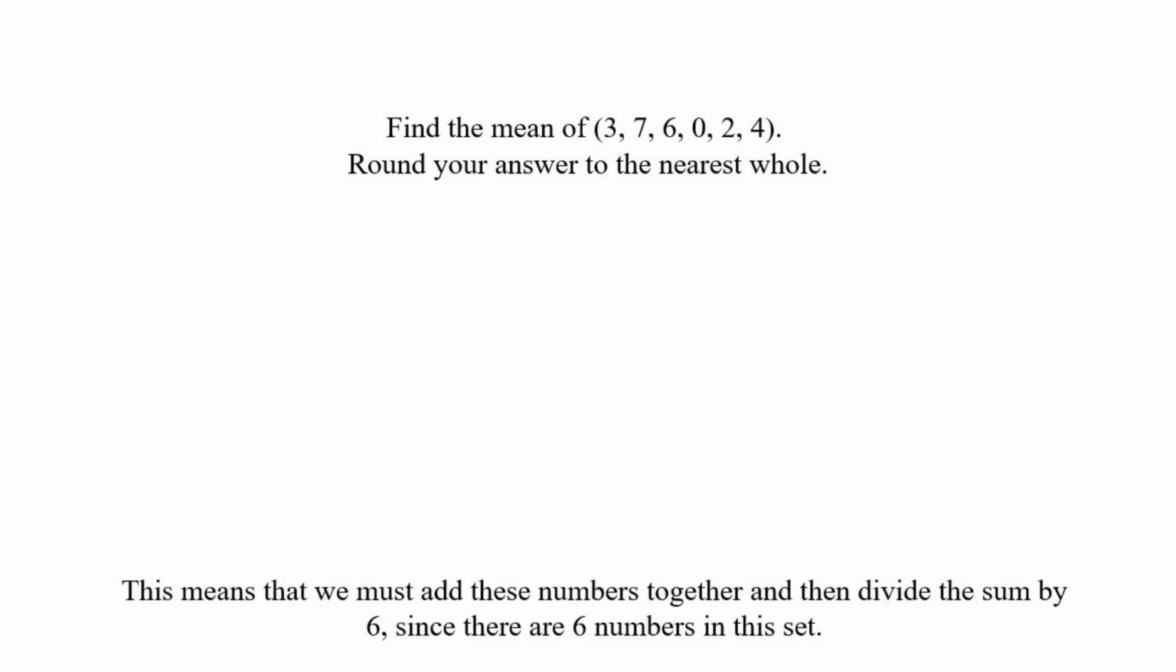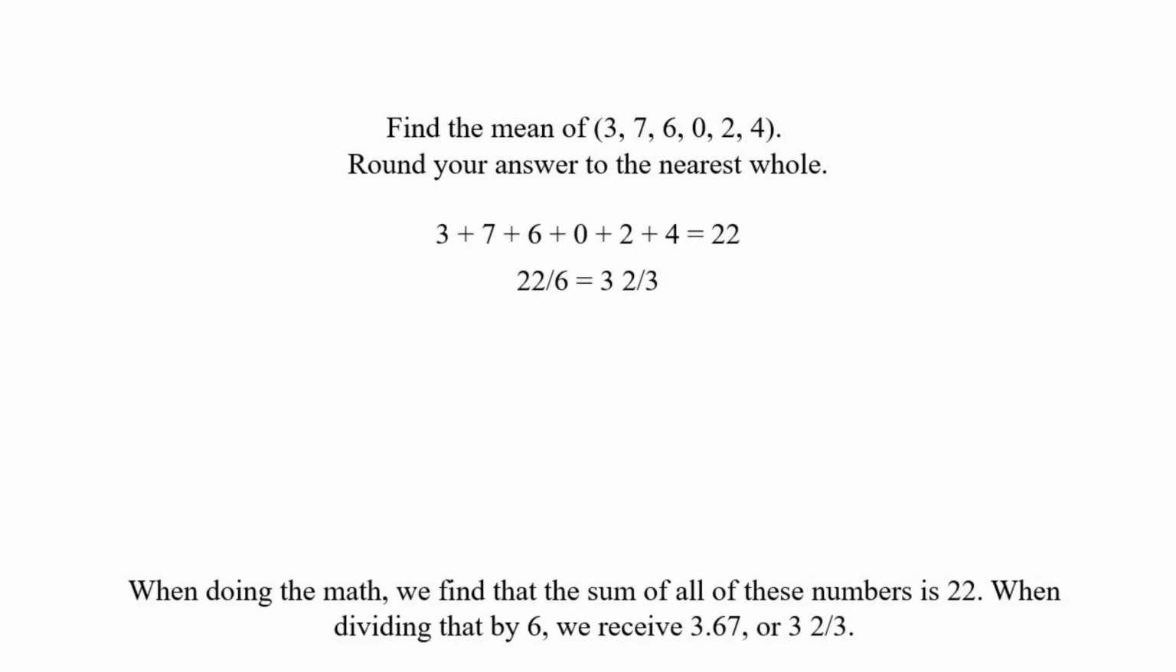This means that we must add these numbers together and then divide the sum by 6, since there are 6 numbers in this set. When doing the math, we find that the sum of all of these numbers is 22. When dividing that by 6, we receive 3.67, or 3 2/3.